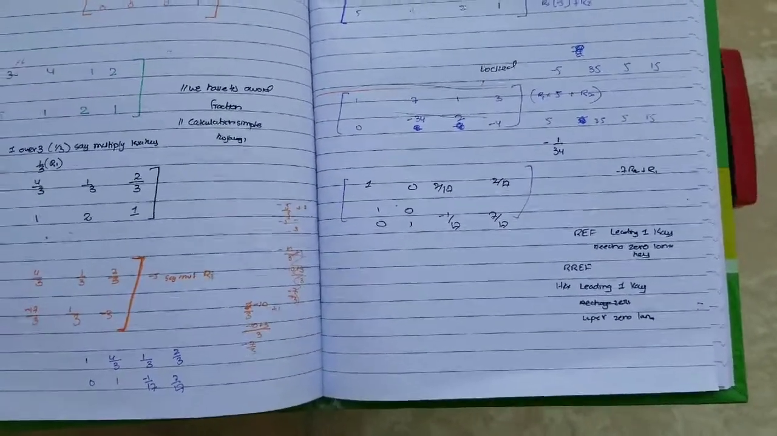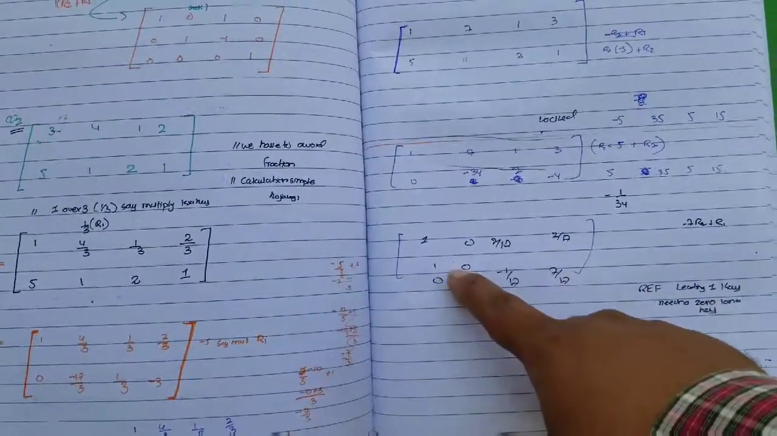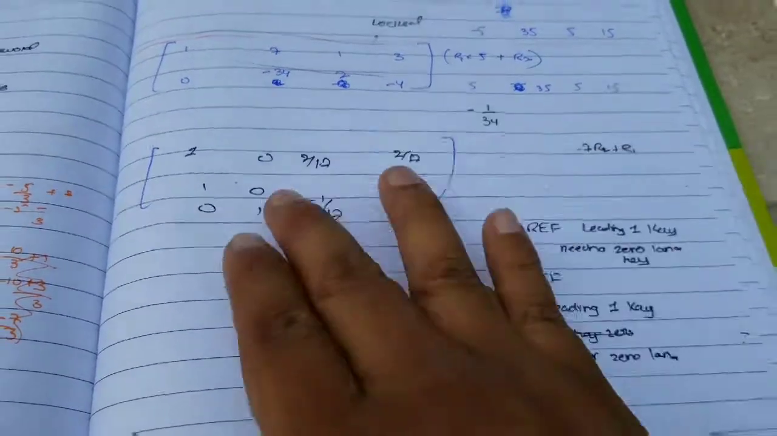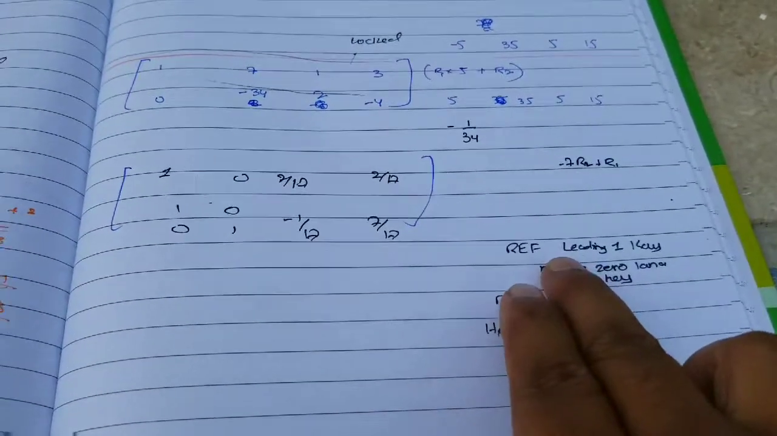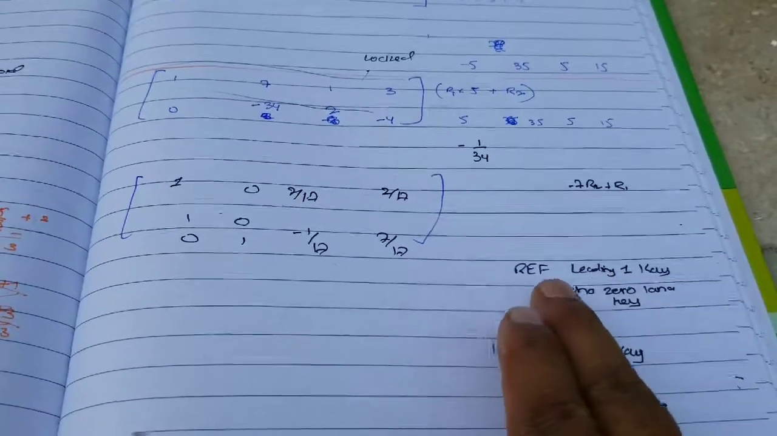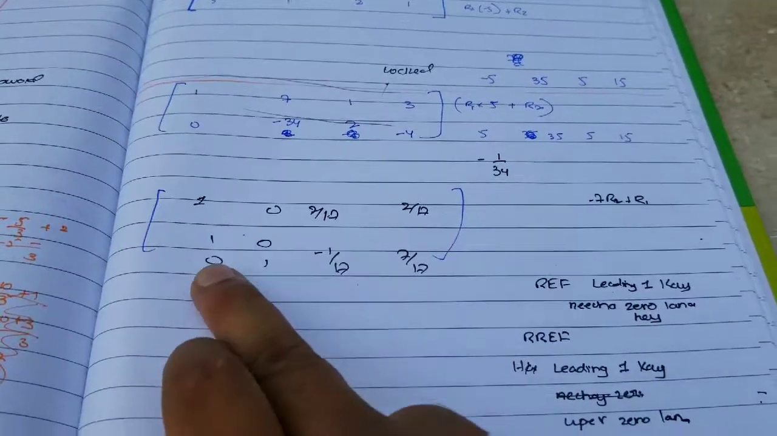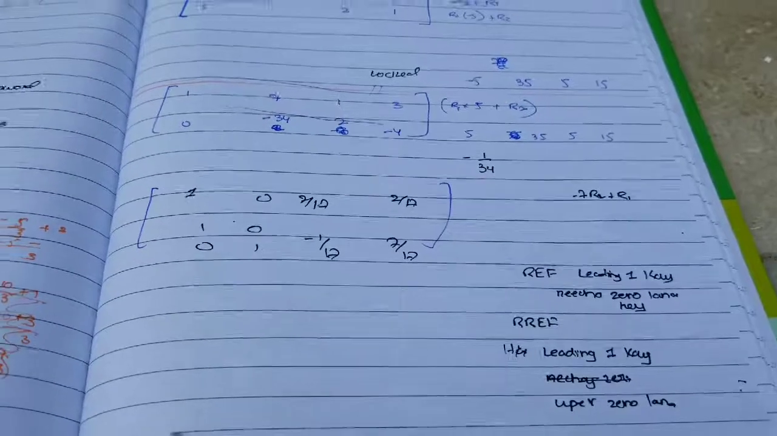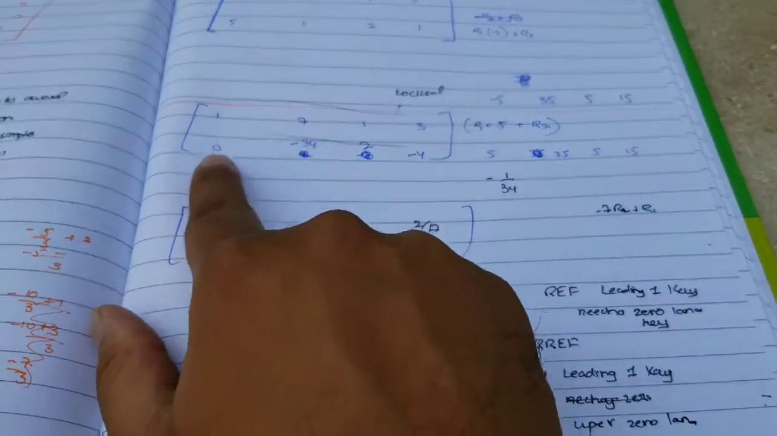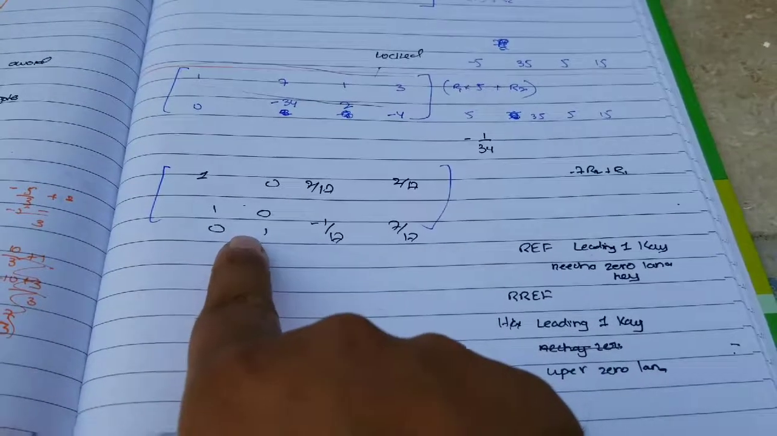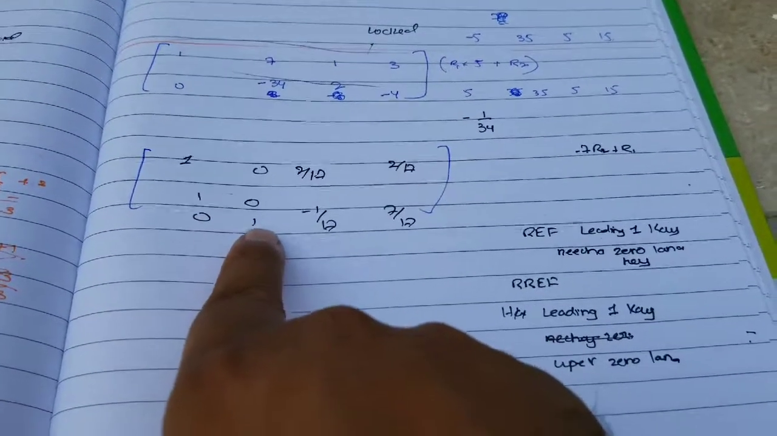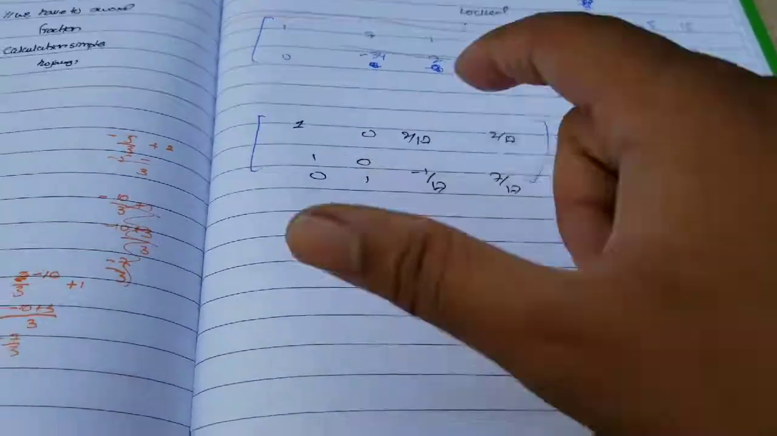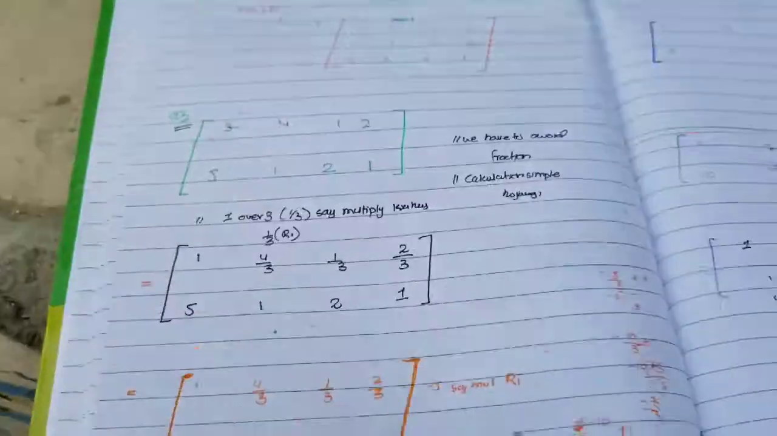In order to check that our given answer is in reduced echelon form, we have to check that the leading one should have a 0 beneath it. So this is your reduced echelon form, and this is your reduced row echelon form. And how we check this final state is that we have to check that the leading one has a 0 above it.